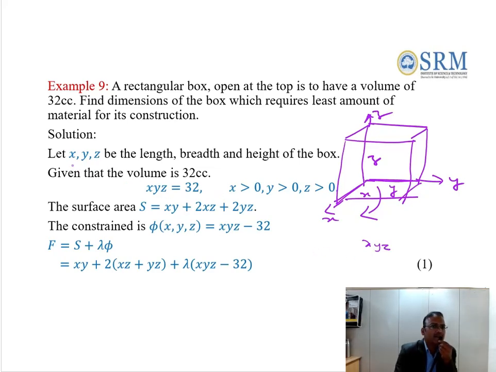Now let us denote x, y, z as the length, breadth and height of the box. Given the condition, what is the condition? The volume is 32 cc. Therefore, the volume xyz is equal to 32, and we are assuming x greater than 0, y greater than 0 and z greater than 0. The condition is that x, y, z should satisfy x into y into z equal to 32. Now what is the surface area? How many surfaces are there? There are 5 planes, right?